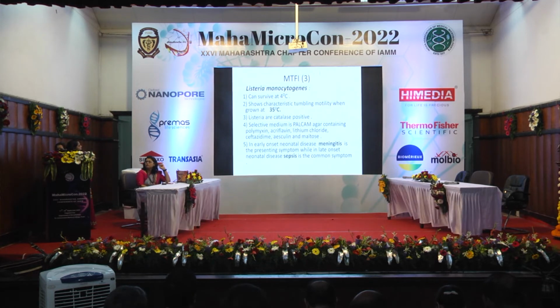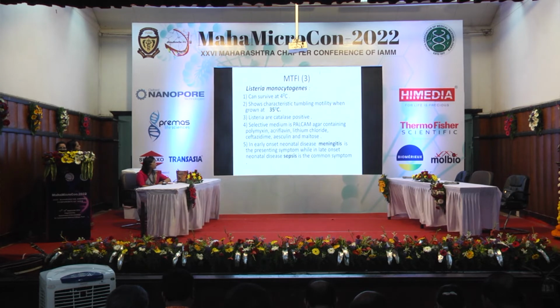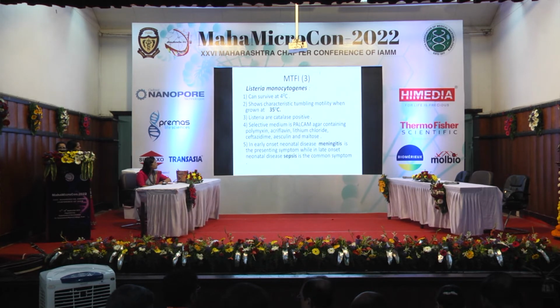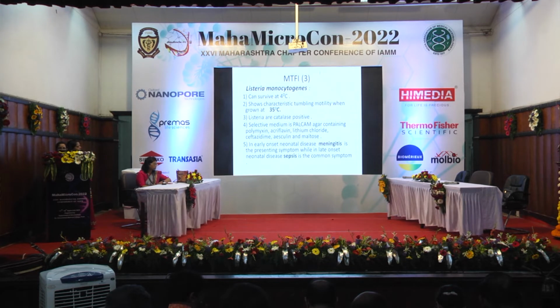The third is related to Listeria monocytogenes. First, this can survive at 4 degrees centigrade. Second, it shows a characteristic tumbling motility when grown at 35 degrees centigrade. Third, Listeria are catalase positive. Fourth, the selective medium is Palcum agar containing polymyxine, acriflavine, lithium chloride, ceftazidime, isculin, and maltose. Fifth, in early onset neonatal disease, meningitis is the presenting symptom, while in late onset neonatal disease, sepsis is the common symptom.